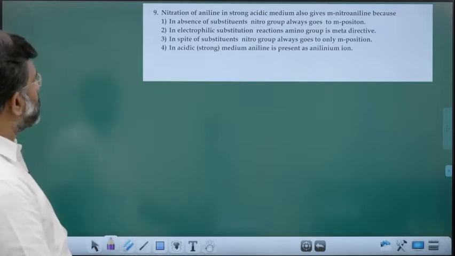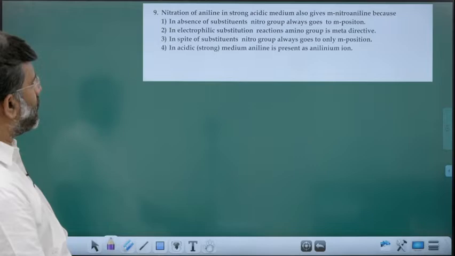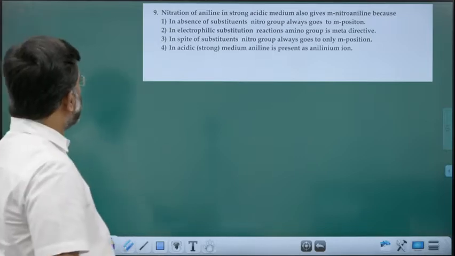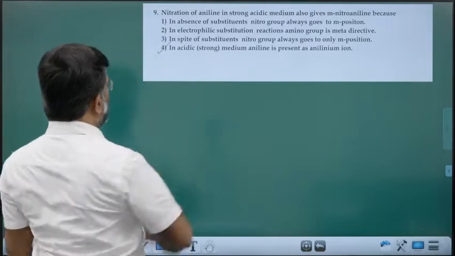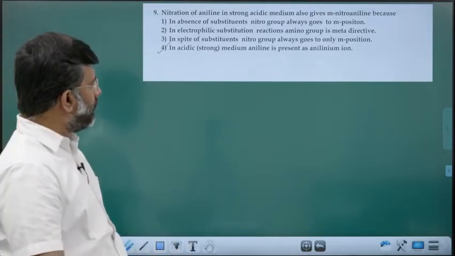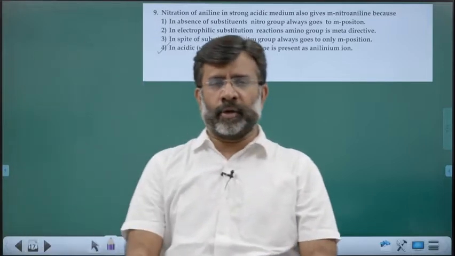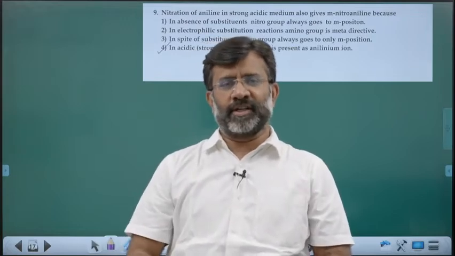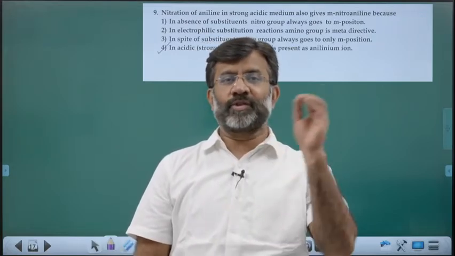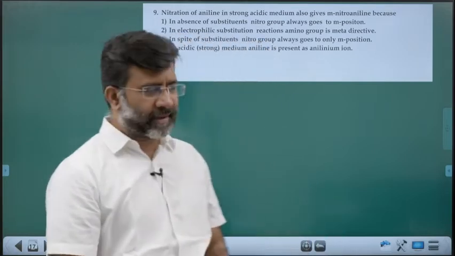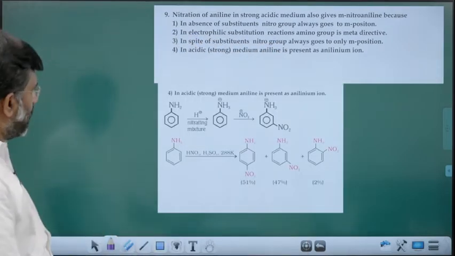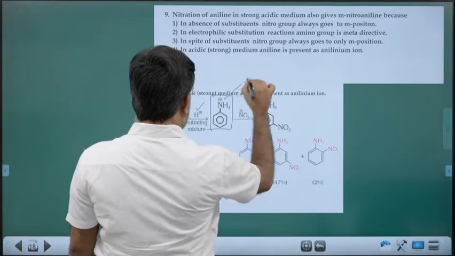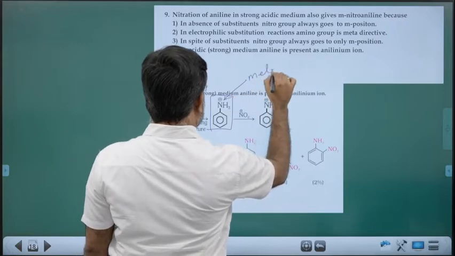Nitration of aniline in strong acidic medium also gives meta-nitroaniline because, option 4, in acidic medium, aniline is present as anilinium ion. The NH2 group in aniline is subject to protonation in acid medium. Once it is protonated, NH2 group becomes NH3 plus group and now acts as a meta-directing group. Aniline upon protonation becomes anilinium ion and this acts as meta-directing.